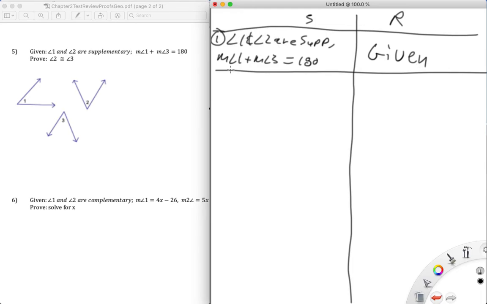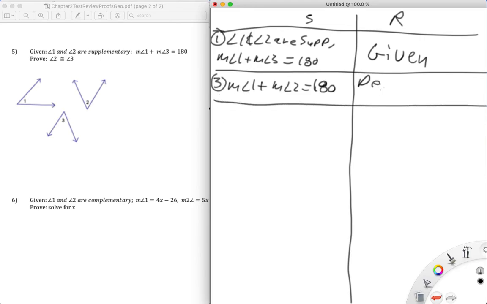So if I look at 1 and 2 are supplementary, if they're supplementary, then it means that the measure of angle 1 plus the measure of angle 2 is equal to 180 degrees. And that is because of the definition of supplementary angles. If they're supplementary, they sum up to 180. So look what I have. I have that angle 1 and 3 equal to 180, angle 1 and 2 equal to 180.